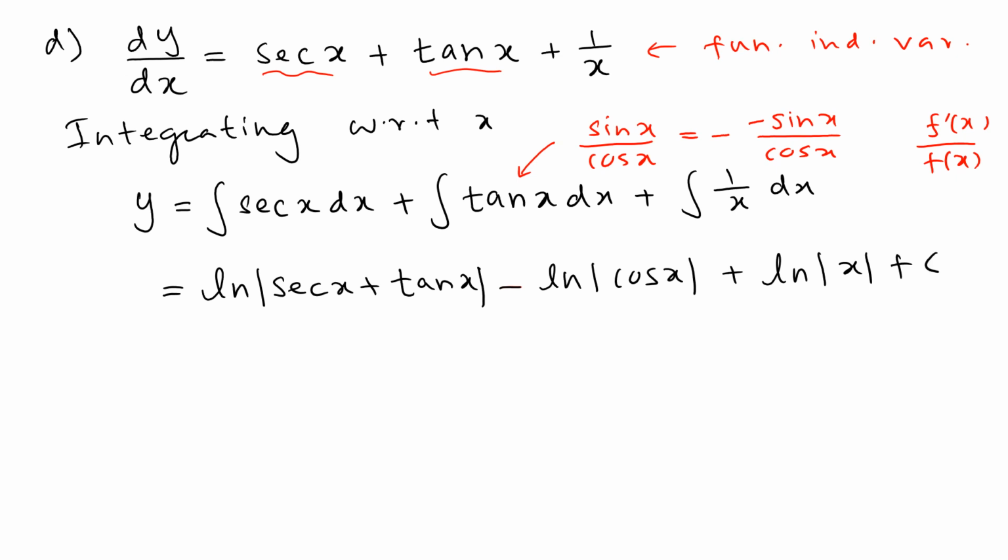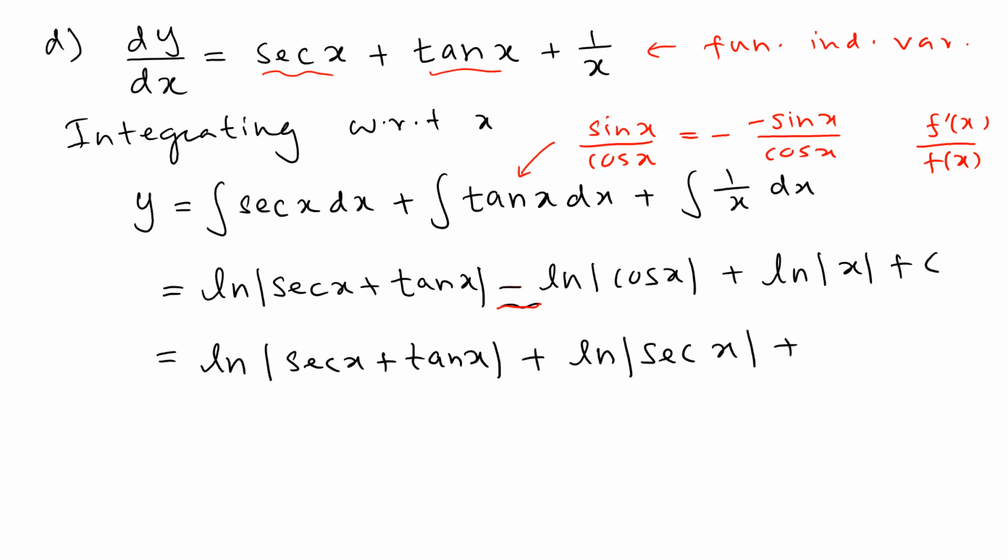And then you can move this negative sign inside as a power, so the cosine becomes secant. So finally you can write this as ln of secant x plus tan x, plus ln of secant x, and then plus ln x plus c.